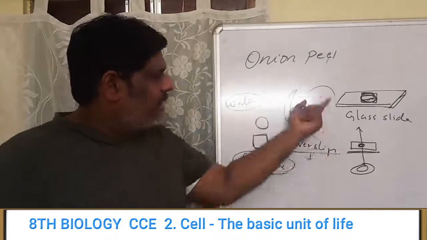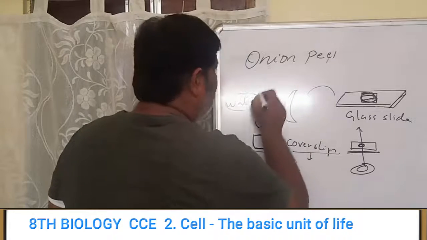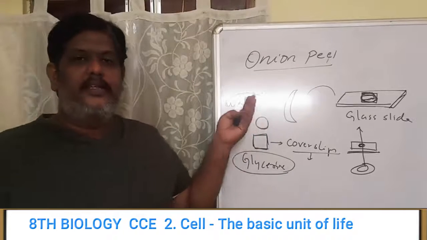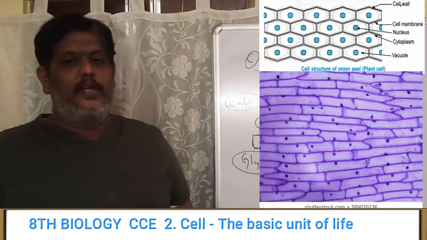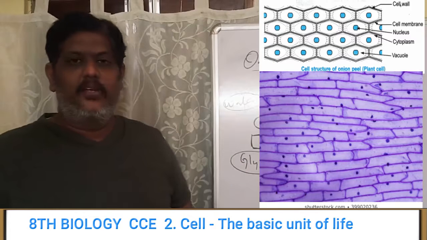Once you check it, you can see the cells which are in the onion peel. You can see the picture of the cells which you are going to see in the onion peel like this.